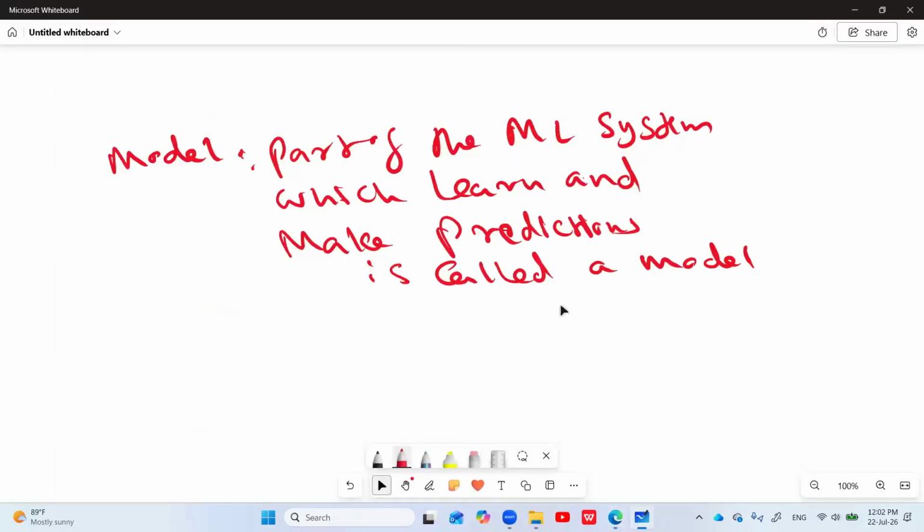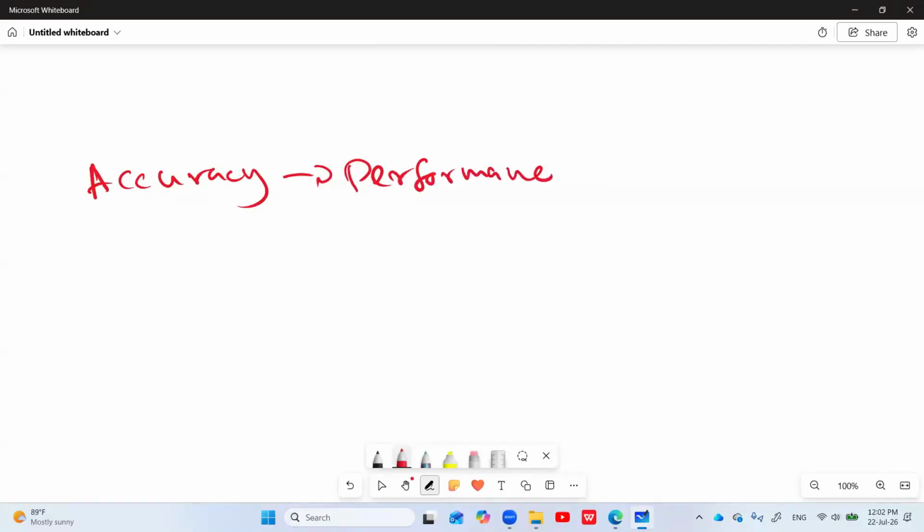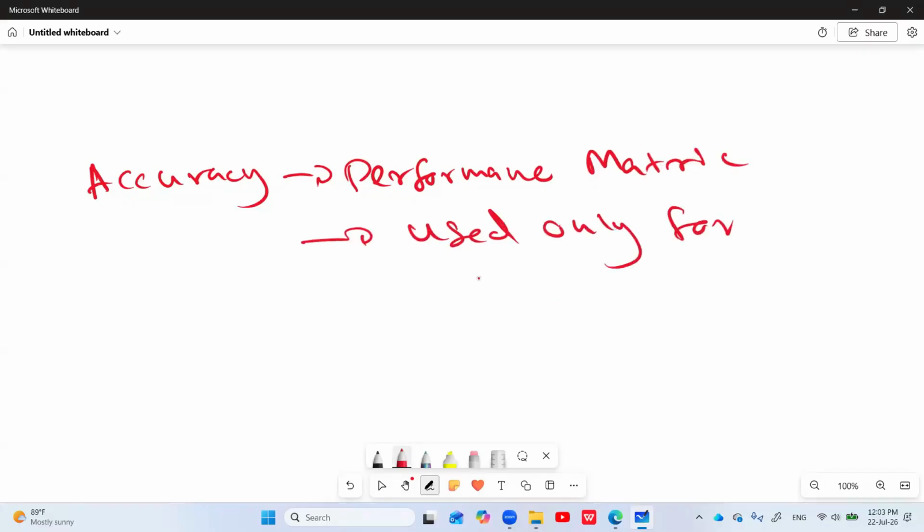The formal definition I will give later. The accuracy is a performance metric, and this is used only for classification.